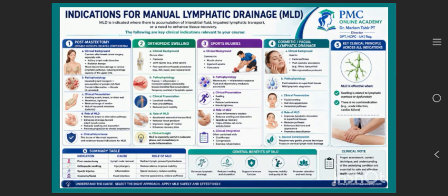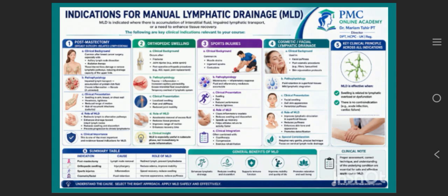Next is special consideration. Firstly, it requires a very gentle and precise technique. Secondly, focus on cervical lymph node drainage. These are the special considerations regarding cosmetic or facial lymphatic drainage.